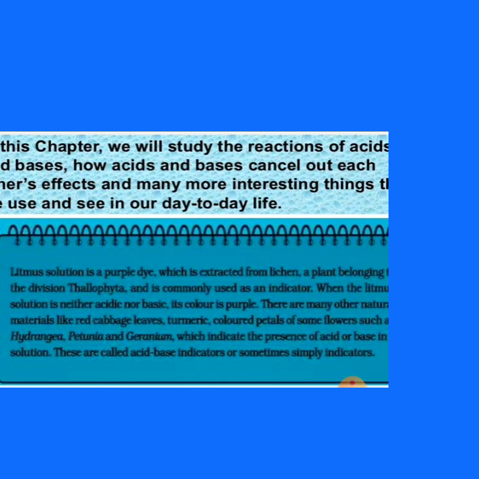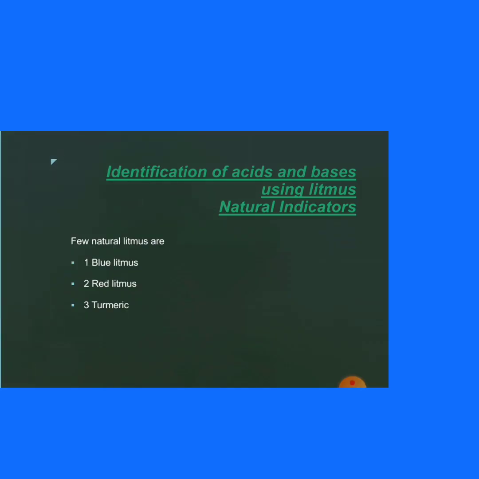There are many other natural indicators in our day-to-day life. We see that is the red cabbage leaves, turmeric, the colored petal of some flowers, for example petunia, geranium. These are all your natural indicators. Now children, indicators are of two types. First is the natural indicators. We will study three natural indicators in this module: the blue litmus, the red litmus and the turmeric.